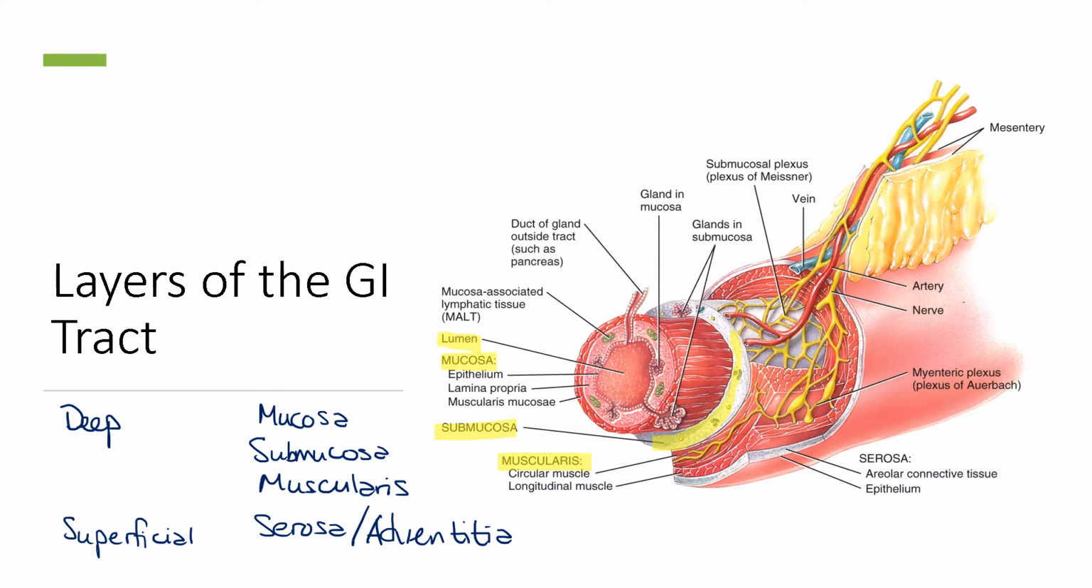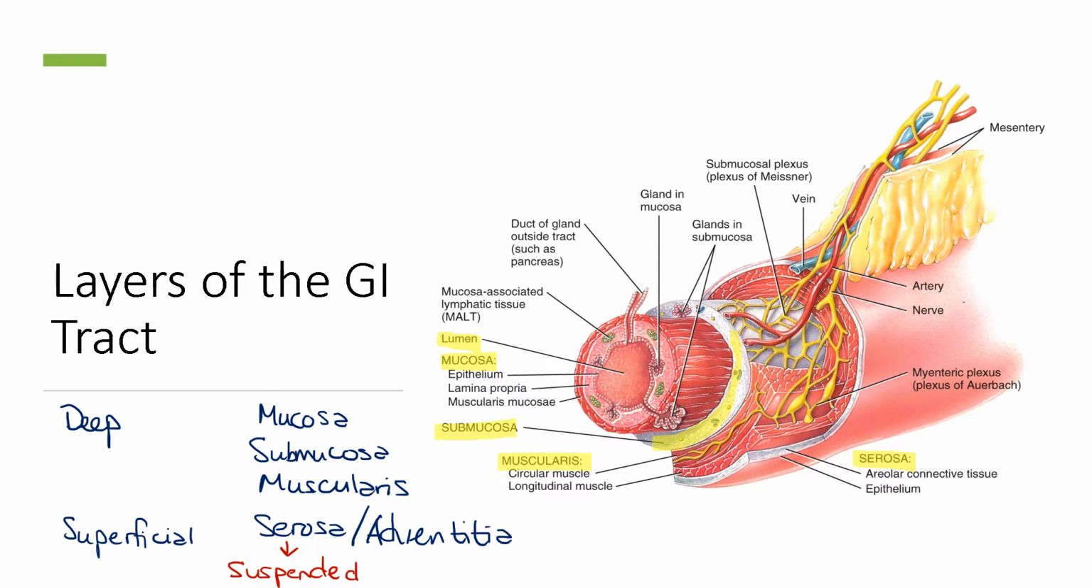Now we have the most superficial layer. So the portions of the GI tract that are suspended in the abdominal cavity have a superficial layer called the serosa. Then your superficial layer is called the serosa, and this is a serous membrane.